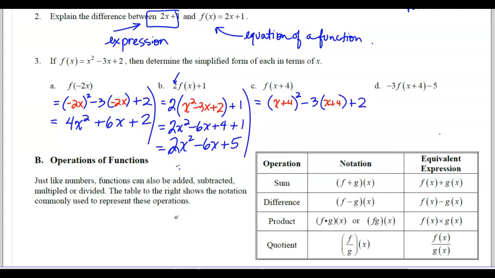Okay. Now remember, when you square a binomial, 3 terms. Give me gray hair. 3 terms when you square a binomial. It is not x squared plus 16. It's x squared plus 8x plus 16. And then get rid of the brackets in the next part. And then collect like terms.